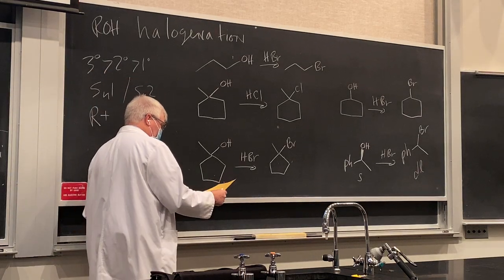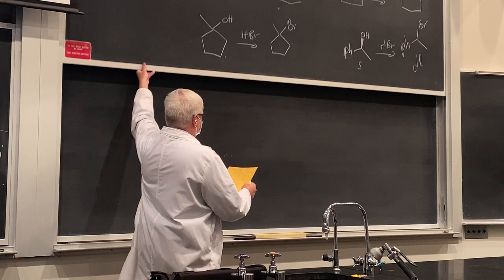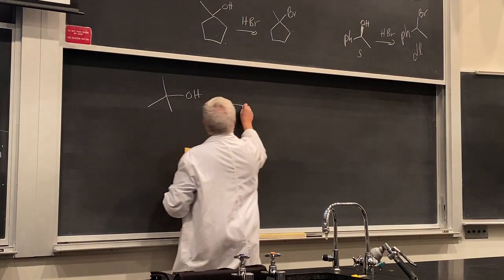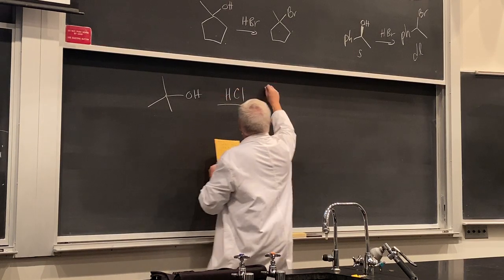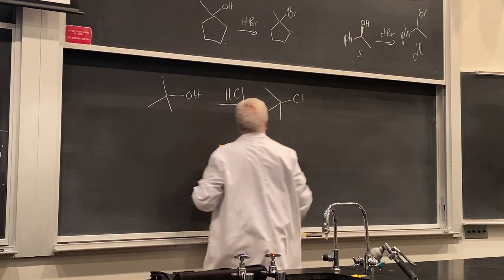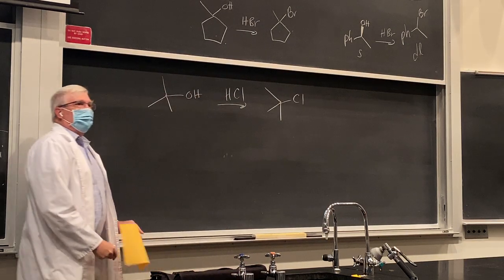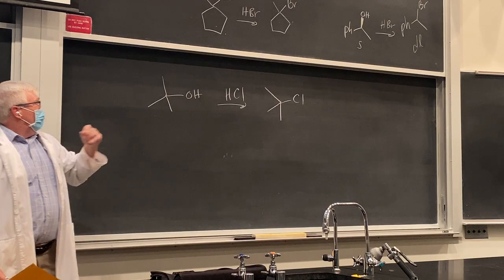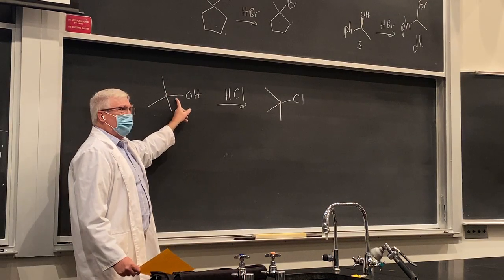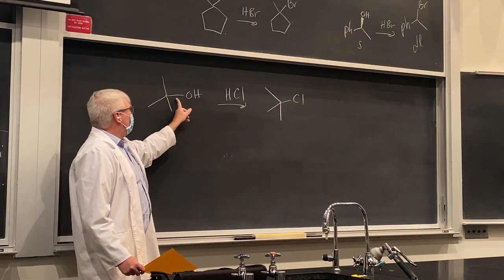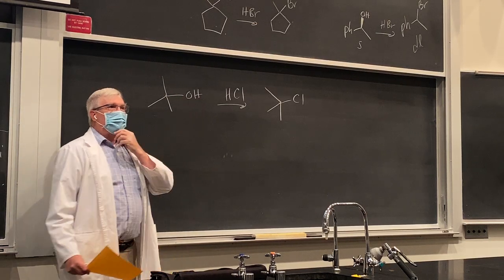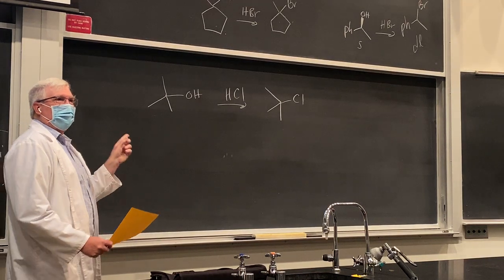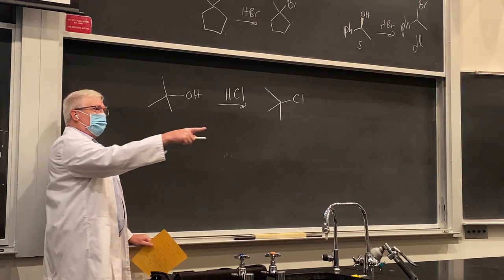So let's see. What will be the mechanism? Let's do this one. Tertiary alcohol, simple one, HCl, going to the tertiary chloride. So how would we start this reaction? Let's see if you can help me out here on the mechanism. Now, this is tertiary, so I already said it goes through the carbocation. But does that mean we just directly ionize off the hydroxyl group? No. What do we need to do first on the mechanism? Who can help me out? Tell my chalk what to do here.